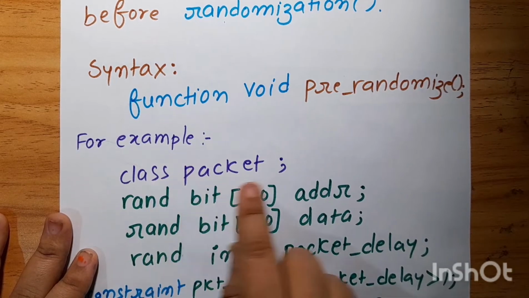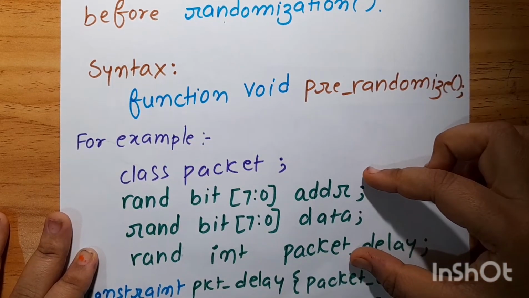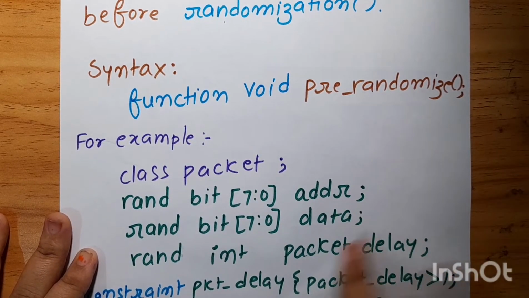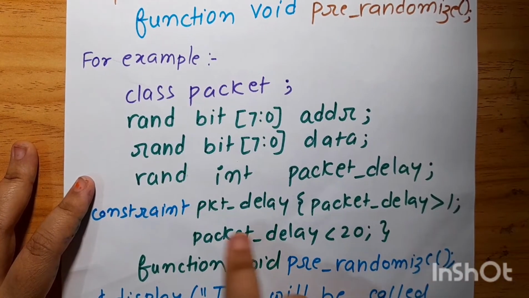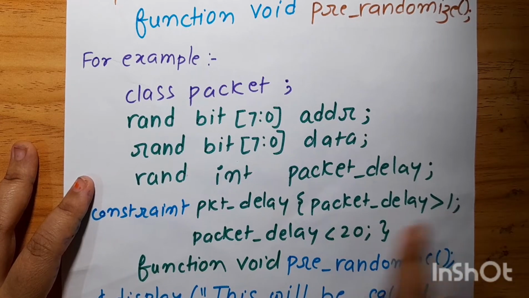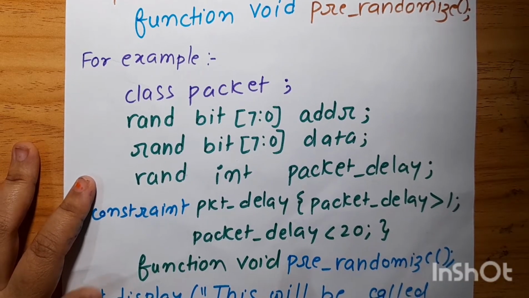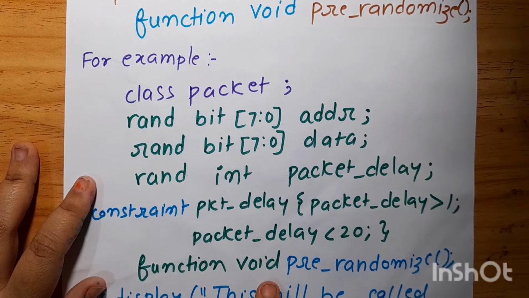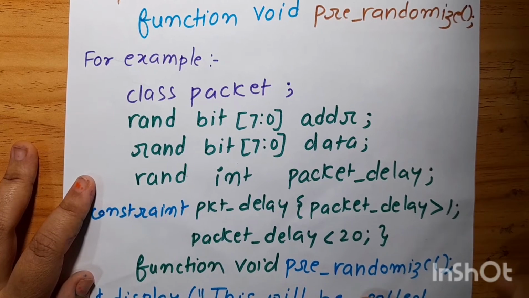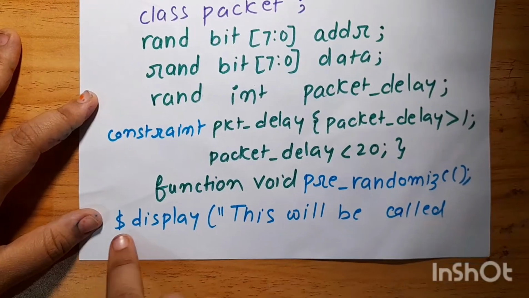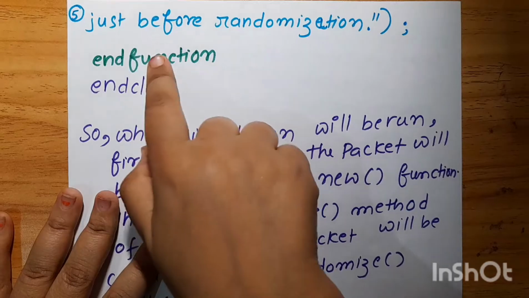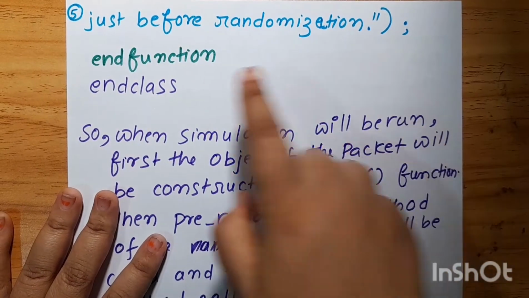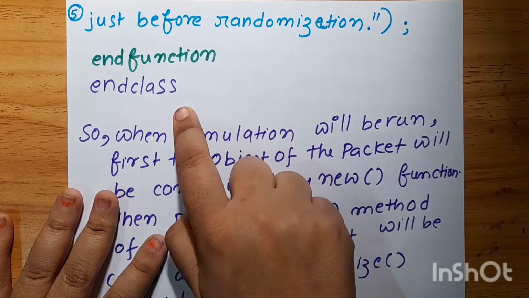Now I will show an example. For example, class packet, with the same set of random variables: address, data, packet delay. The same constraint for packet delay: greater than 1, less than 20. Now I am defining this function void pre_randomize. What I am doing is just putting a $display here. This will be called just before randomization. End function and end class.